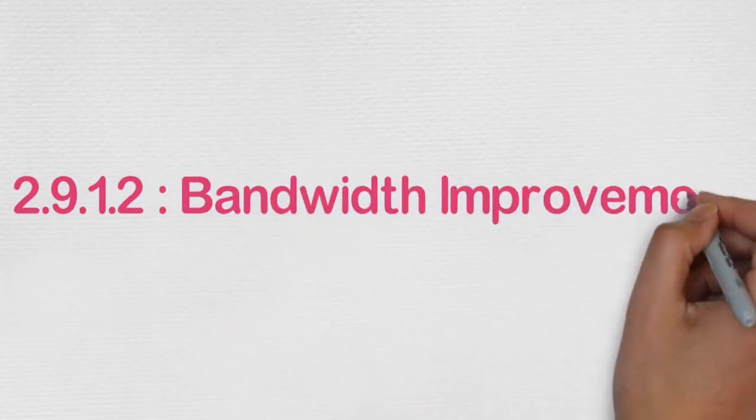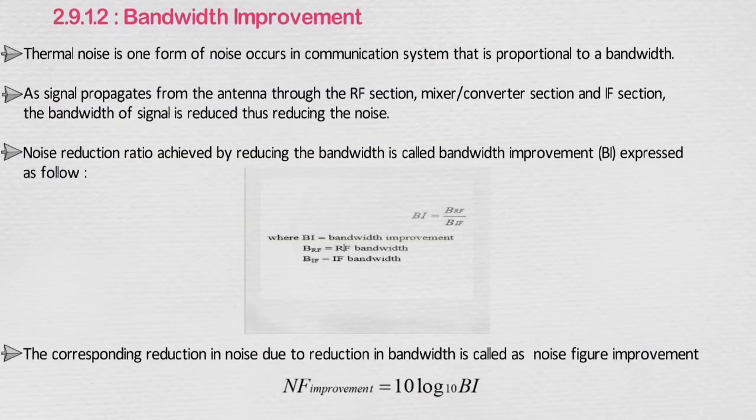2.9.1.2, Bandwidth improvement. Thermal noise is one form of noise that occurs in a communication system and is proportional to bandwidth. As the signal propagates from the antenna through the RF section, mixer and converter section and IF section, the bandwidth of the signal is reduced, thus reducing the noise. The noise reduction ratio achieved by reducing the bandwidth is called bandwidth improvement, BI. Expressed as follows. The corresponding reduction in noise due to the reduction in bandwidth is called noise figure improvement.